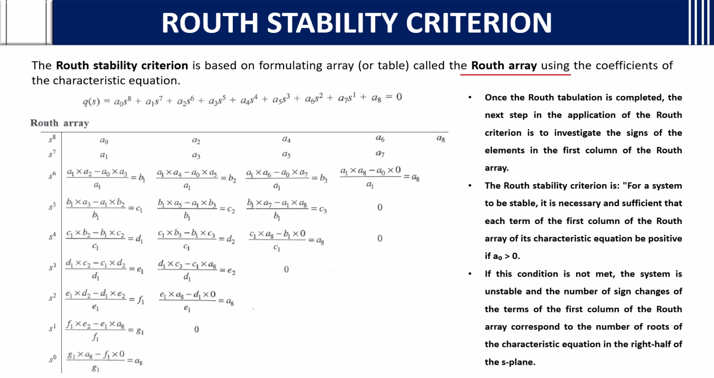Once the Routh tabulation is completed, the next step in the application of the Routh criterion is to investigate the signs of the elements in the first column of the Routh array. First we will see how to write the Routh array.